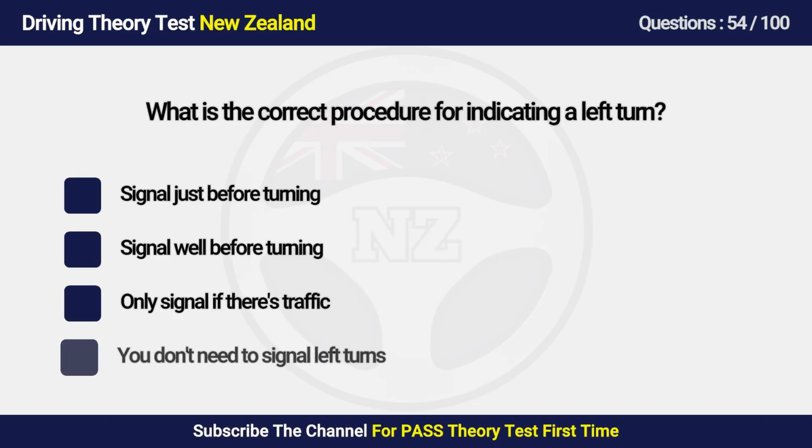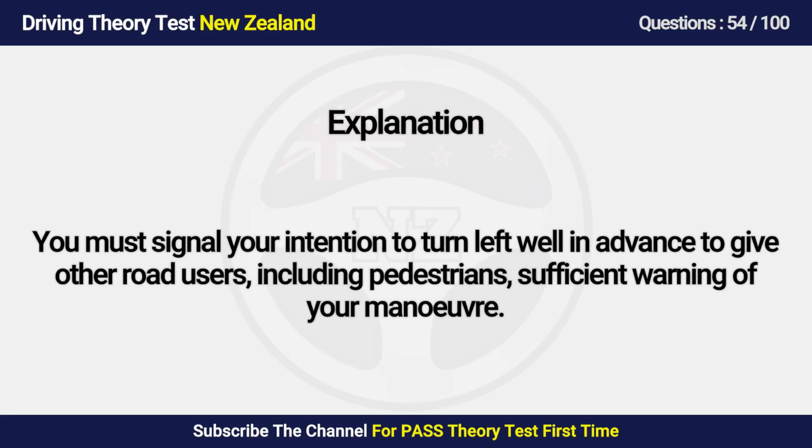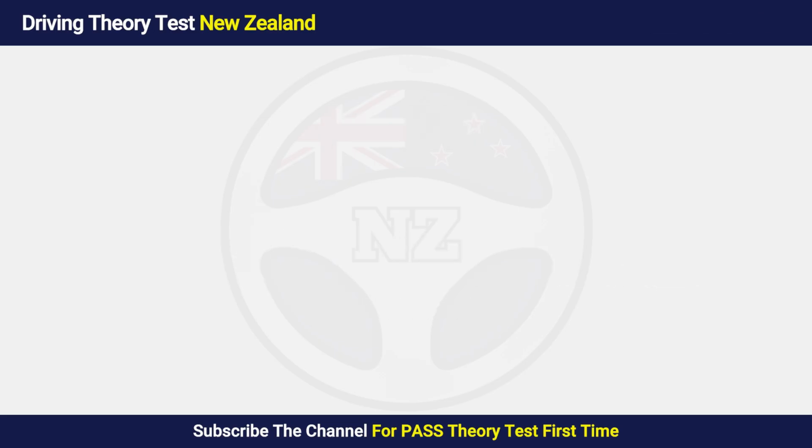Question 54. What is the correct procedure for indicating a left turn? A. Signal just before turning. B. Signal well before turning. C. Only signal if there's traffic. D. You don't need to signal left turns. Answer is B, signal well before turning. You must signal your intention to turn left well in advance to give other road users, including pedestrians, sufficient warning of your maneuver.